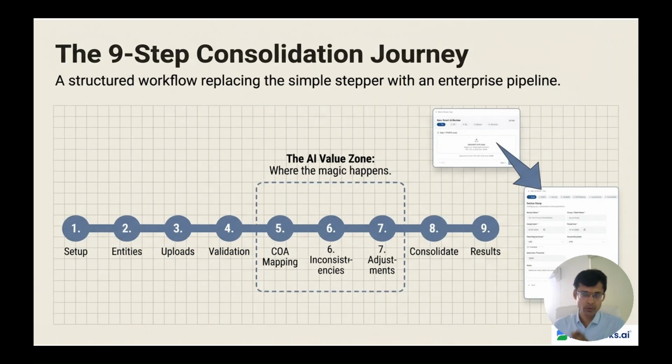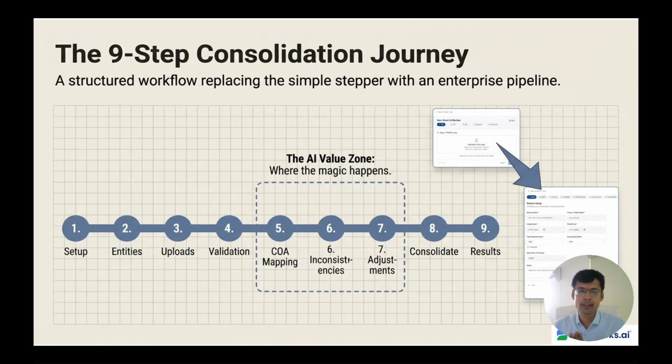This review process we have defined in more detail here. Number one is the setup. You need to set up your group entity and then put in the details in the next step. You have to put in the details of each of the entities, its currency, and the financial year, and then you have to upload financial statements along with the general ledger. In the fourth step, it validates all the data.